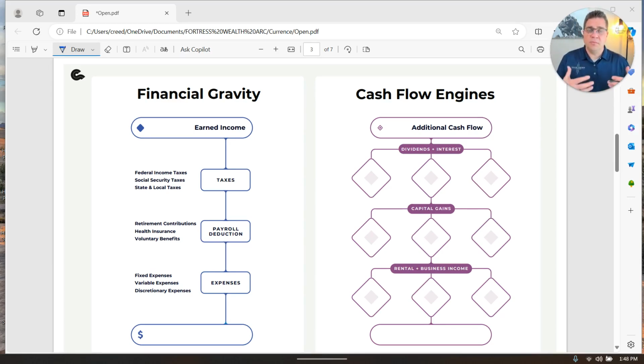Once we've done this, you are able to now much more easily build your emergency funds. And as the emergency fund is built, we're now looking at acquiring tax advantaged cash flow engines. So the question is, what are tax advantaged cash flow engines?